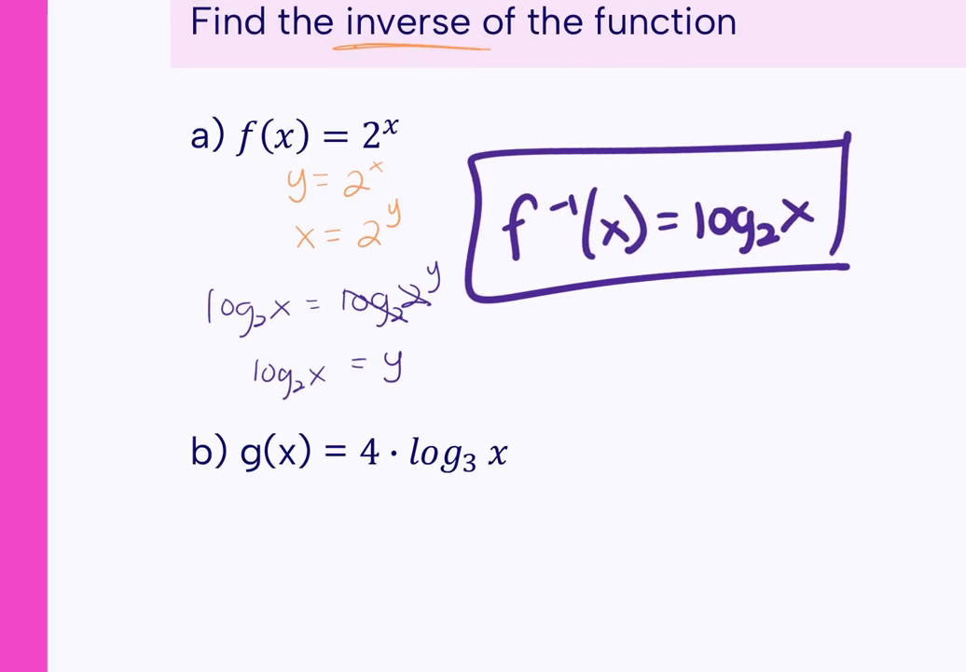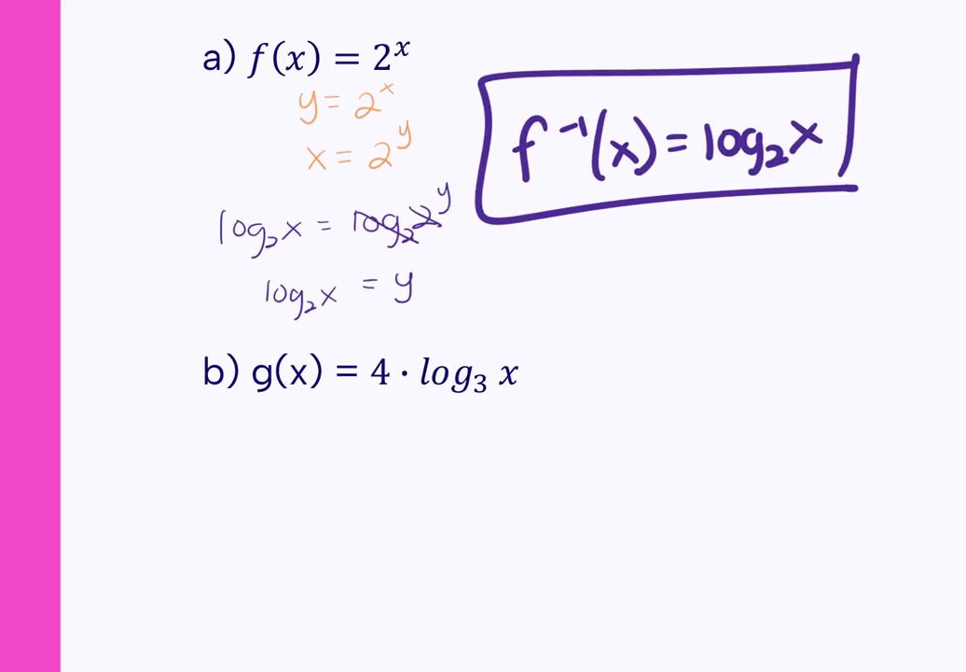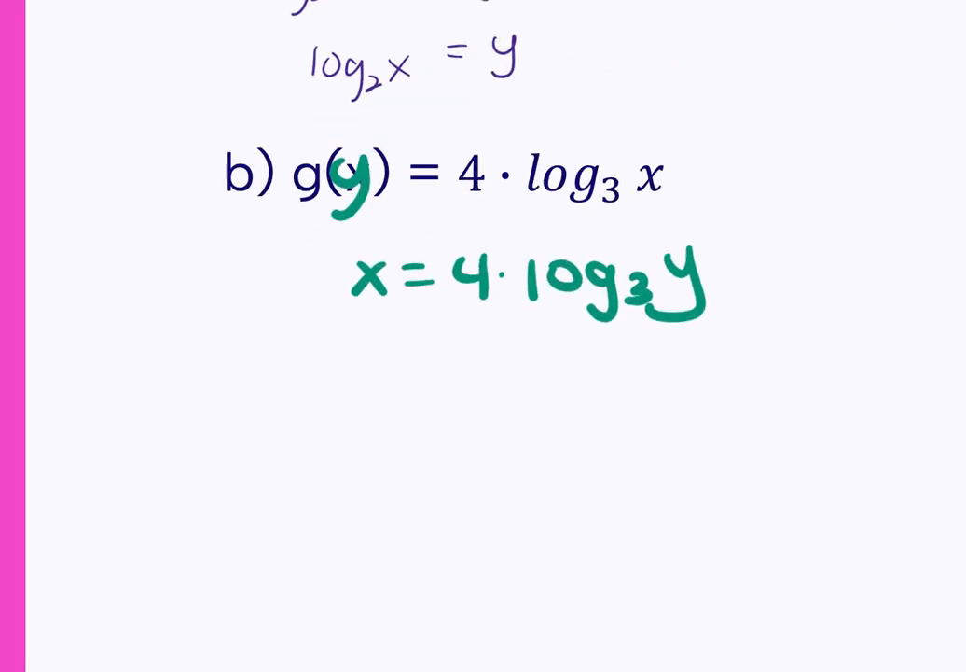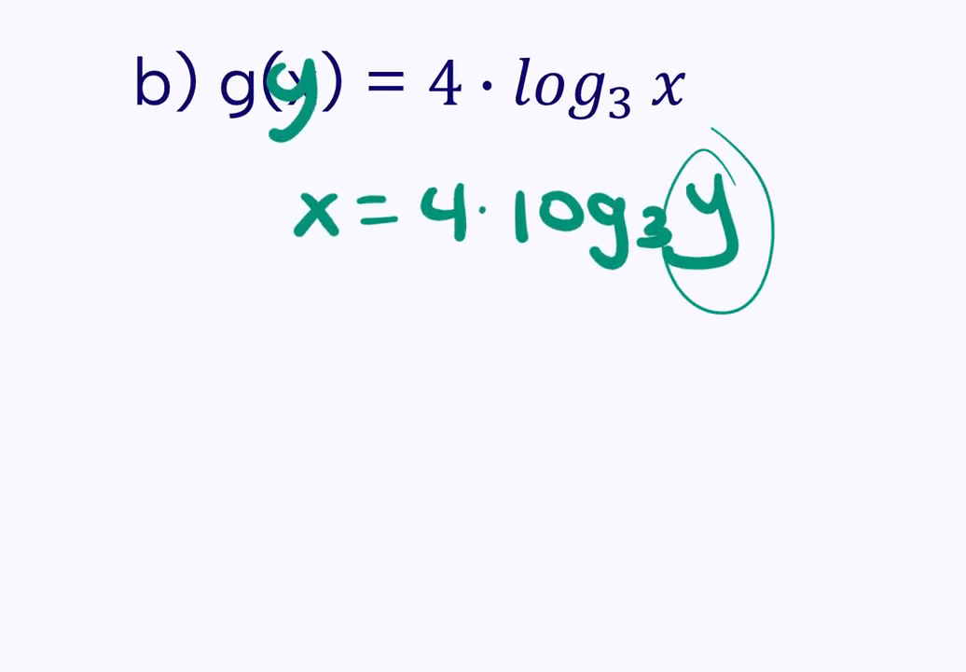Okay, go to B. Step 1, make it a y. Step 2, switch the x and the y. So x equals 4 times log base 3 of y. Now eventually I have to isolate that y, right? Which means I want to get rid of the log. What do we do to get rid of a log? Convert to exponential, right? But I can't do this until the 4 is gone. The log has to be by itself. Divide by 4.